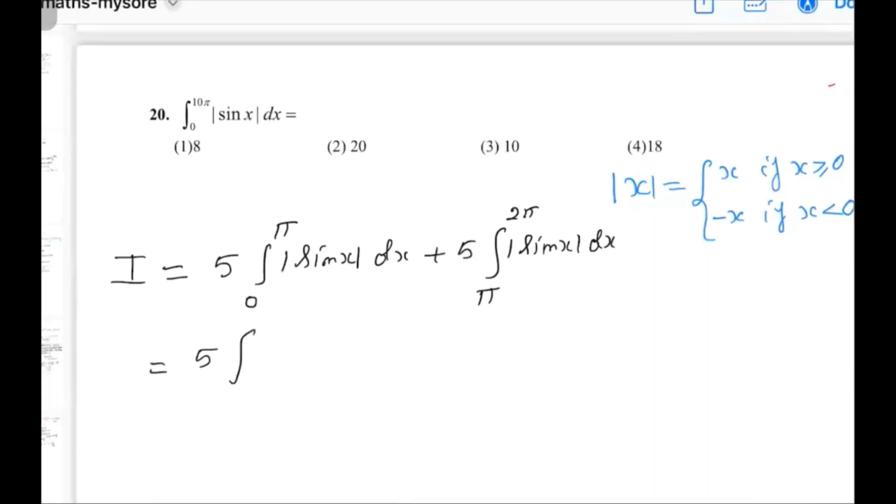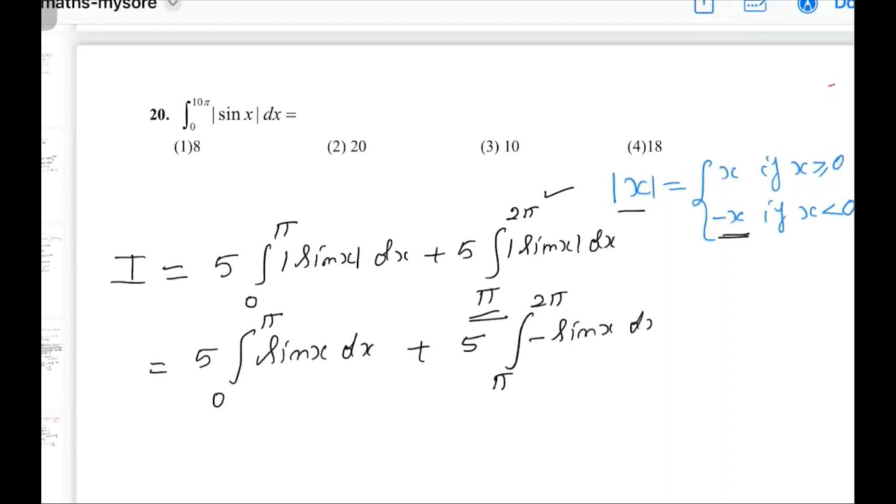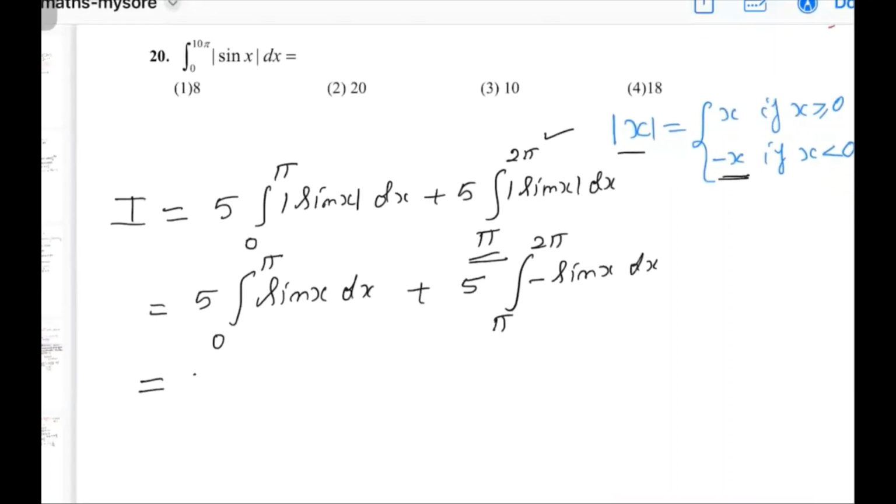Between 0 to pi, it is positive. So mod sin x is just sin x dx. Whereas in the interval pi to 2 pi, sin x is negative. So mod x is minus x when x is negative. We should write this as 5 times integral pi to 2 pi of minus sin x dx. So integral of sin x is minus cos x, and limits between 0 and pi.